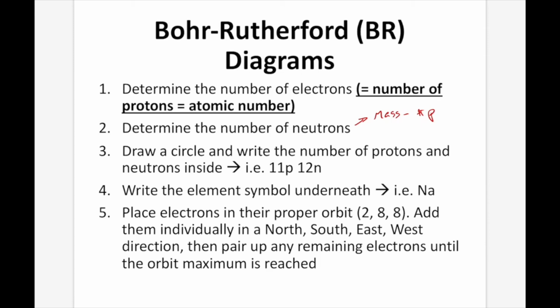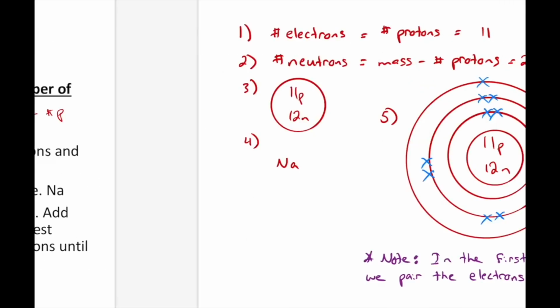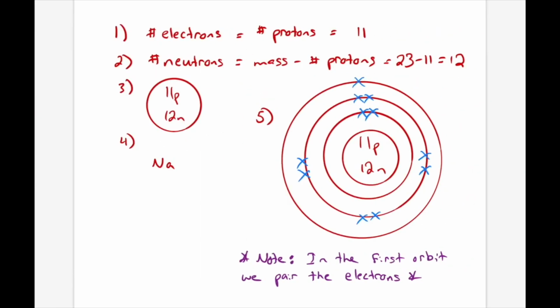Once the maximum orbit is reached, then we're going to go to the next orbit. So let's see an example for sodium. The number of electrons equals the number of protons, which equals the atomic number, which is equal to 11. The number of neutrons is equal to the mass minus the number of protons. That's 23 minus 11, so that's 12.